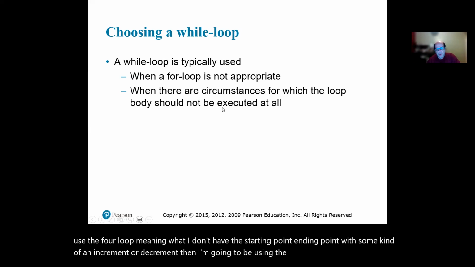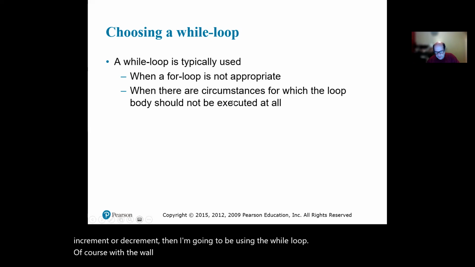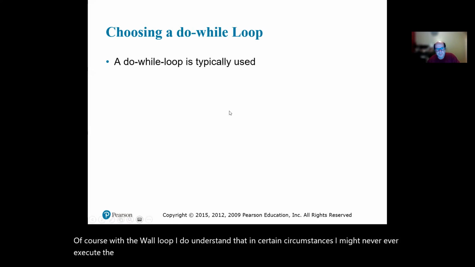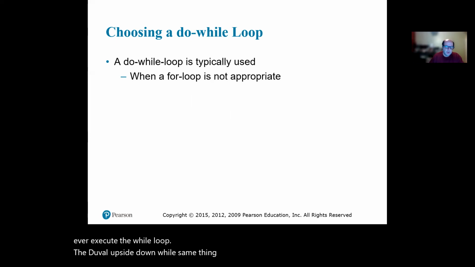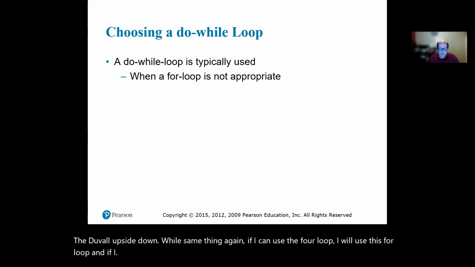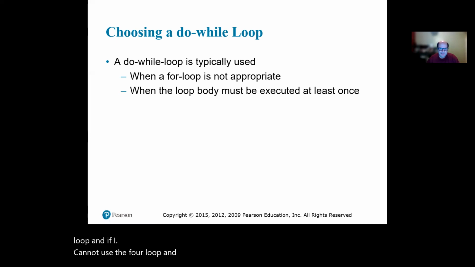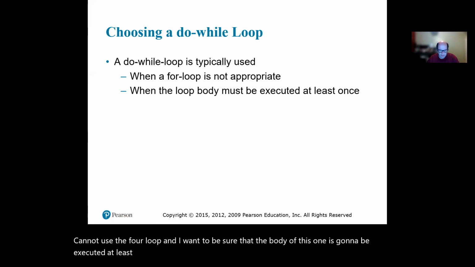Of course, with the while loop, I do understand that in certain circumstances, I might never execute the loop. The do while, upside down while, is the same thing again. If I can use the for loop, I will use the for loop. And if I cannot use the for loop, and I want to be sure that the body is going to be executed at least once before we check anything, then we're going to just do it and then check it.